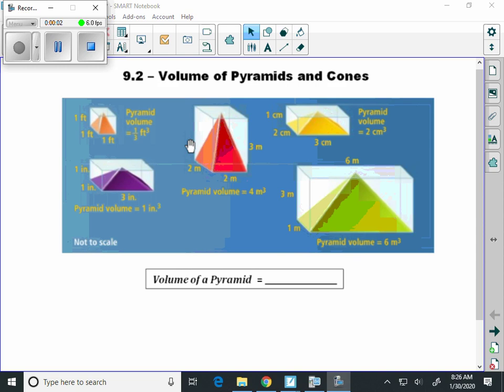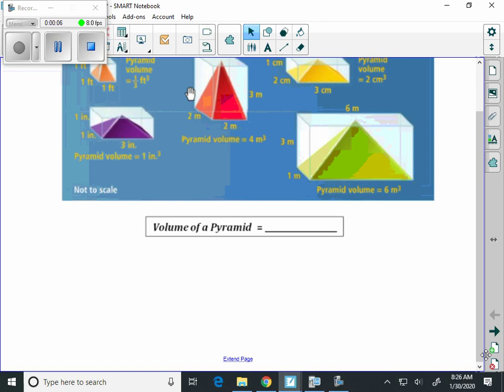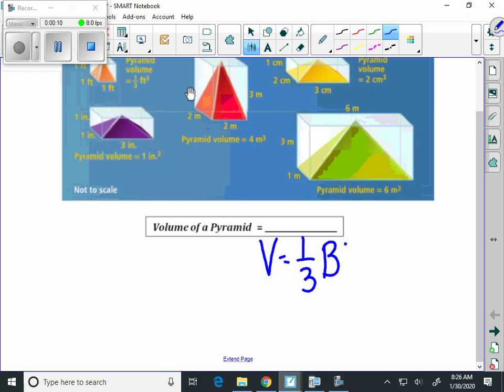So the formula for the volume of a pyramid is 1/3 times the area of the base times the height. So we need to be able to recognize what the base is in the picture. And once we identify the base, then we can use this formula, which is provided on your reference sheet, to figure out the value.